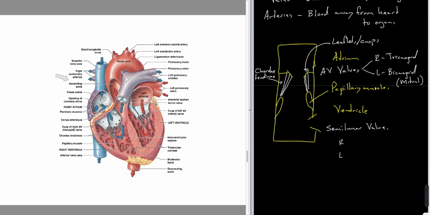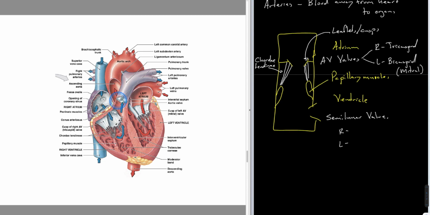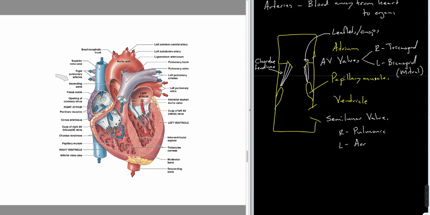They are named based off of the blood vessel which they're coming out of. So on the right side, it leads to the pulmonary trunk, so we call this the pulmonic valve. On the left side, it leads to the aorta, so we call it the aortic valve.